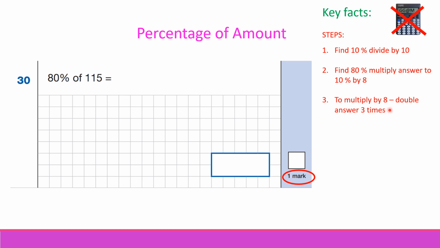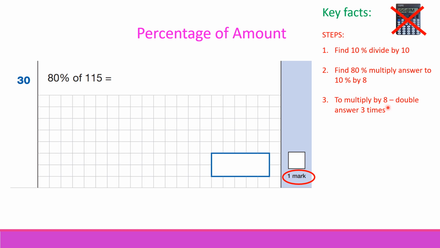Now, if you're going to multiply a number by 8, to do this in your head, you can do doubling. So we can double it, and double it. If you double it 3 times, you have multiplied by 8, because 8 is the same as 2 cubed, which means 2 times 2 times 2. So if you double your answer 3 times, you will get the answer.